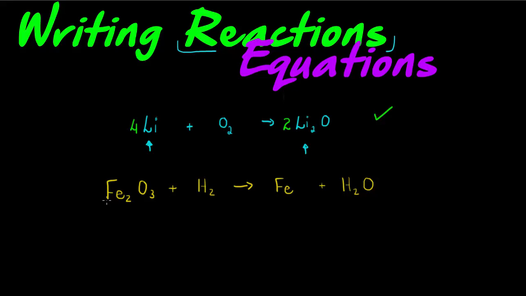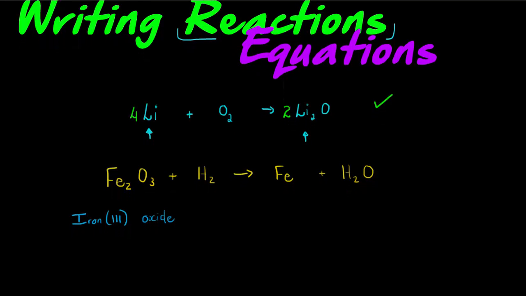So here we have iron 3 oxide. Let me write the name. Iron 3 oxide, not like that. That's the name of this product. Now you might ask, where does this 3 come from? And the 3 comes from the charge that iron must have.